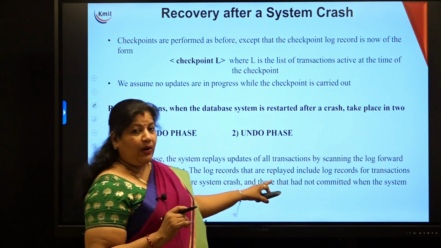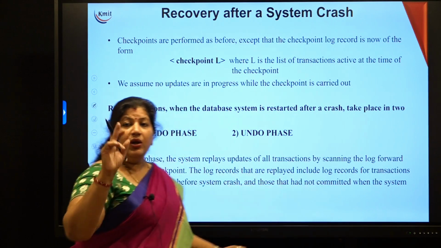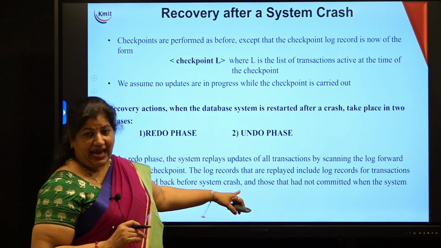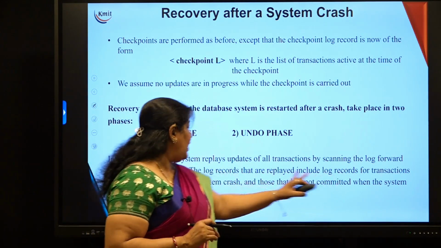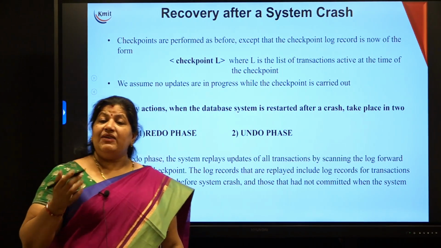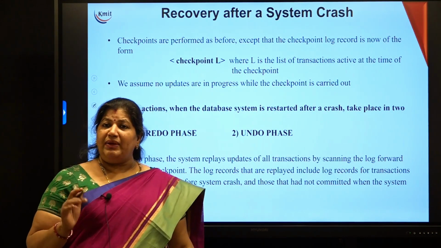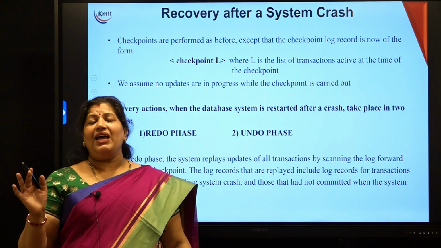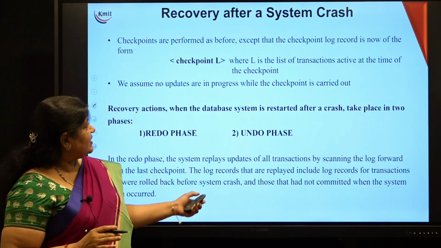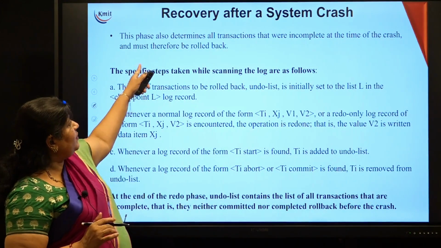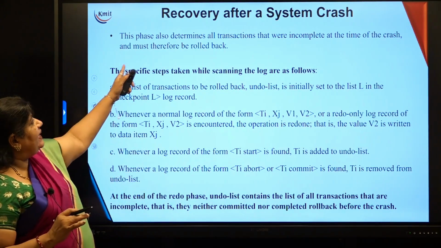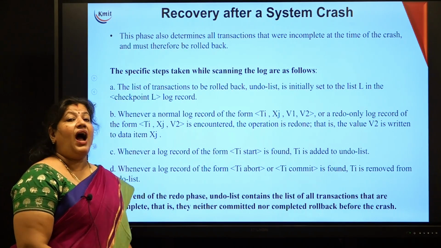See, the log records that are replayed include log records for the transactions that were rolled back before the system crash and those that had not been committed when the system crash occurred. Which was committed, anyway you have to redo, and even in situations where it was not committed it has to be redone, then I will check based on the requirement whether it has to be undone. So let us try to see what will happen during that time. It also determines all those transactions which were incomplete at the time of the crash and must be rolled back. I call it an undo list.